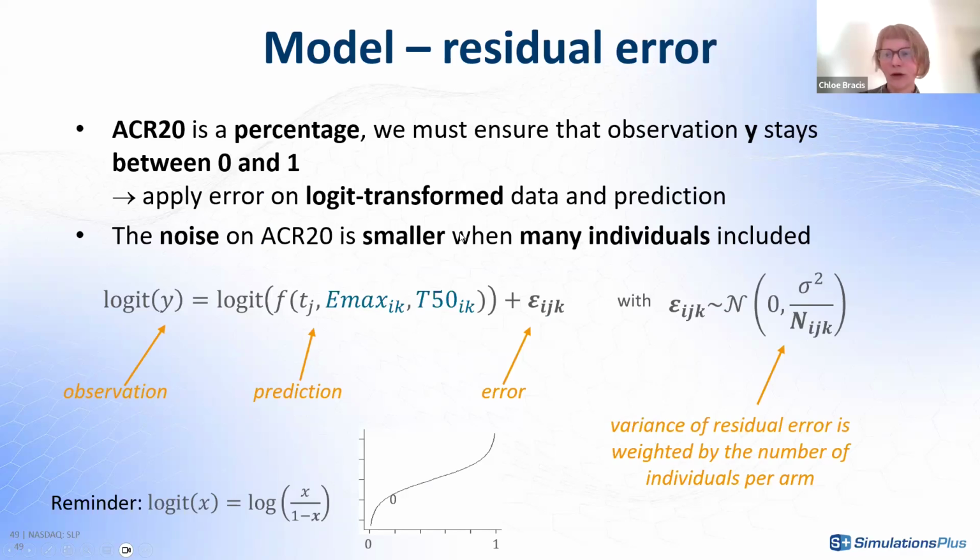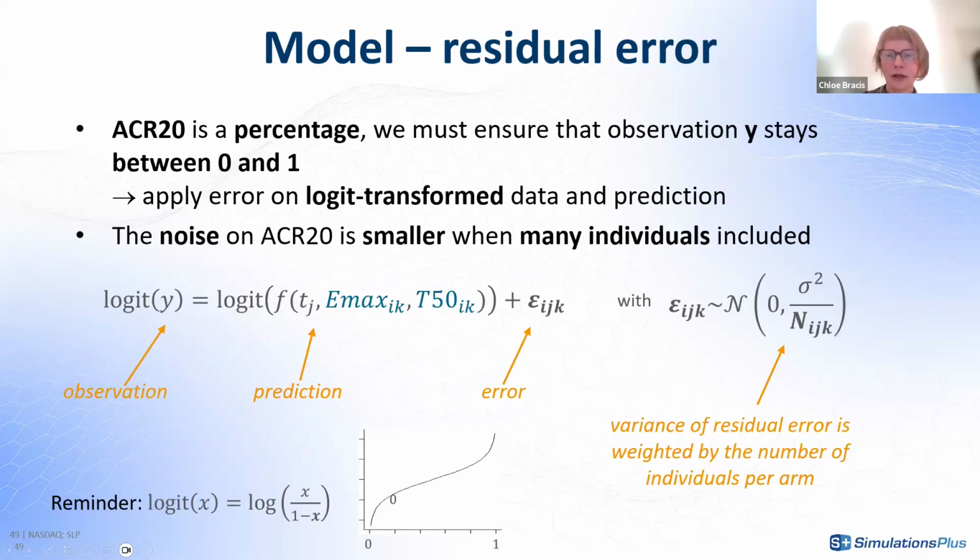And now we don't have standard errors available. So instead, we're going to use the number of individuals per arm. And we want to use that to weight our error because we think that the residual error should be smaller when we have more individuals. So here we have our logit transformation applied both to the observation and to the prediction. And then that is what we're going to actually apply our error to so that this can be our normally distributed error. So our 2 model parameters here, in this case for the prediction, are Emax and T50.